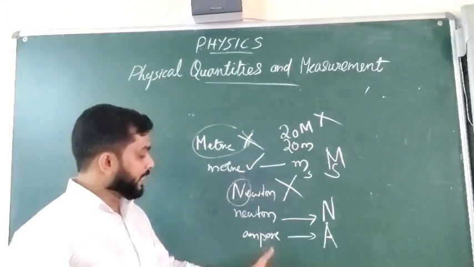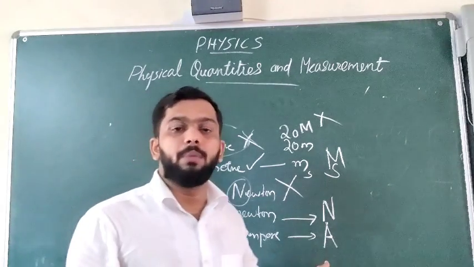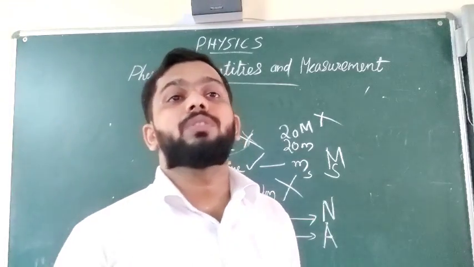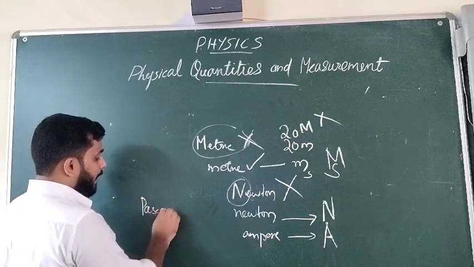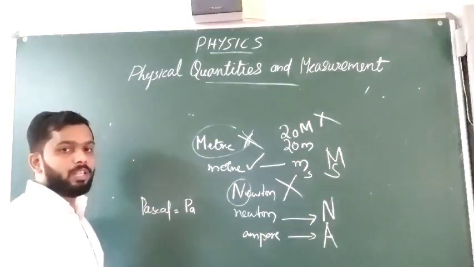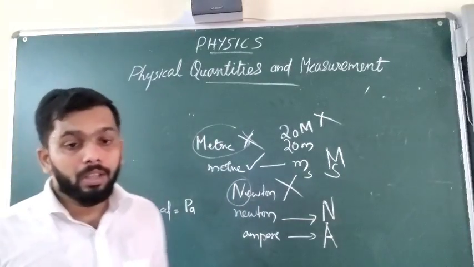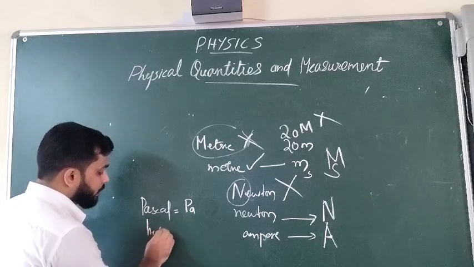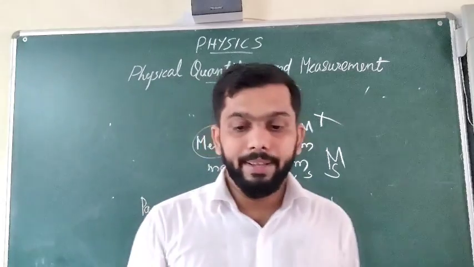Then again, if one person has given rise to two units, then we cannot use the first letter alone for both. At that time, what we will do? We will go for the first two letters of that unit. For example, pascal is the unit of pressure. We will use a capital P and the second letter small a, Pa. Or the SI unit of frequency, hertz. We will use a capital H and a second letter small z, Hz.